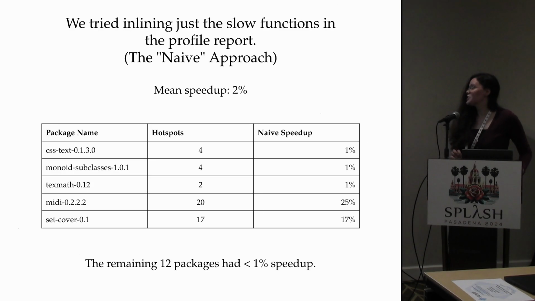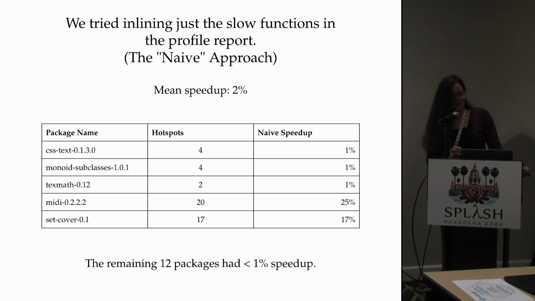So the first thing that we tried is called the naive approach, and that's where we just look at the profiling report and we find all of the significant cost centers, and we're gonna attach an inlining pragma to each of those cost centers. We're not gonna bother with the chains that they're associated with. When we do that, we get about a 2% mean speedup. Notably, we have like 2 packages here with a really significant performance improvement. Cool, but the rest of them are 1% or less.